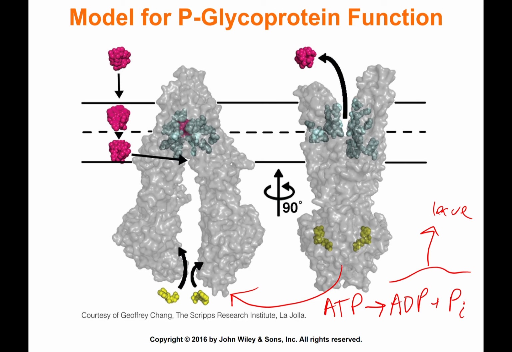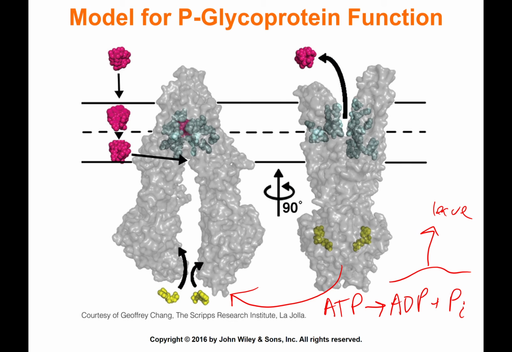So it's ATP binding itself that causes the conformational change. The hydrolysis resets the conformation to the original state. All right, one other thing I wanted to say here.